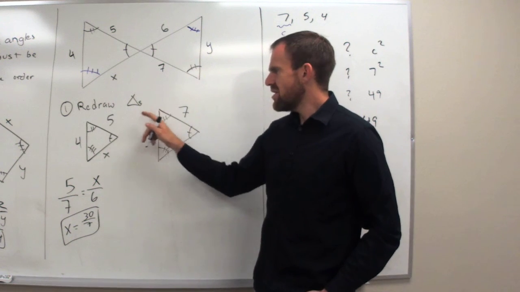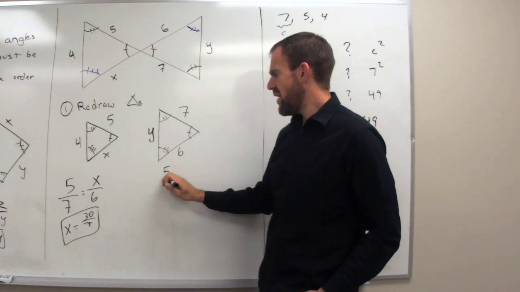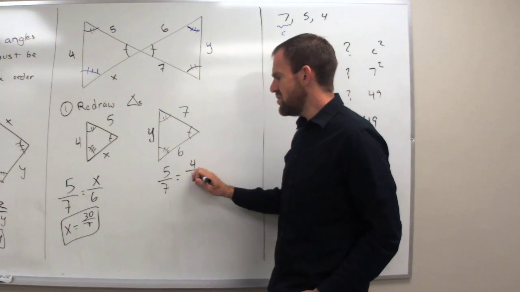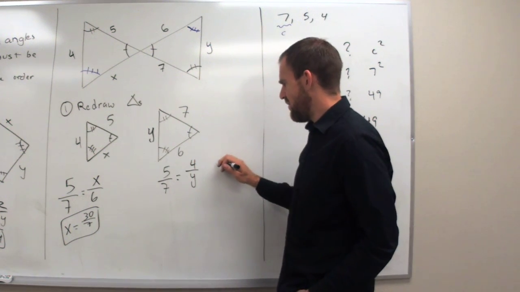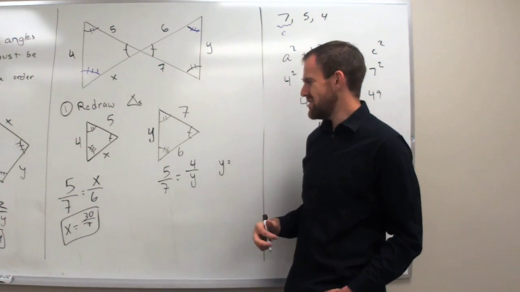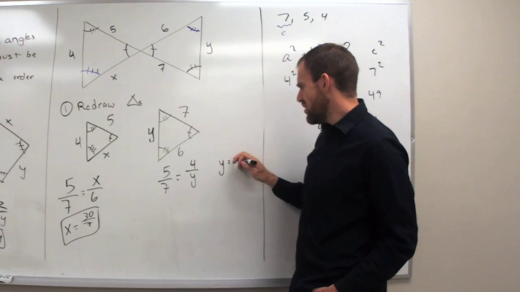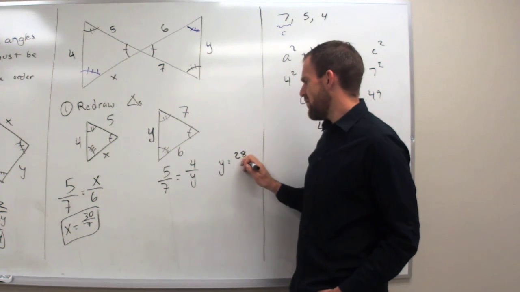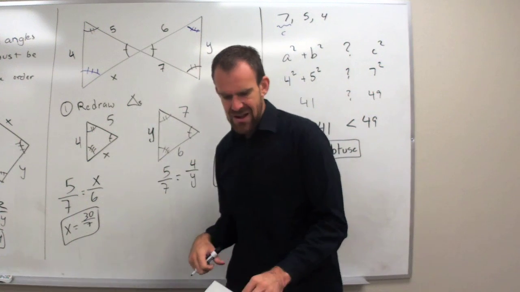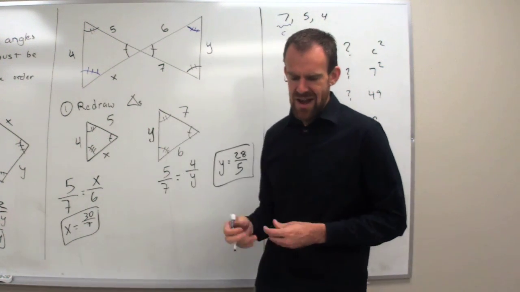For y, I'm still going to use that same pair that I know, 5 over 7 equals 4 over y. Always do left to right, and you will get it right every time. Maybe not. Maybe you'll still get it wrong, but you have a better chance of getting it right. So y equals, let's see, 28 over 5. Box your answers, and you are set. Again, the key is you want to write that out.